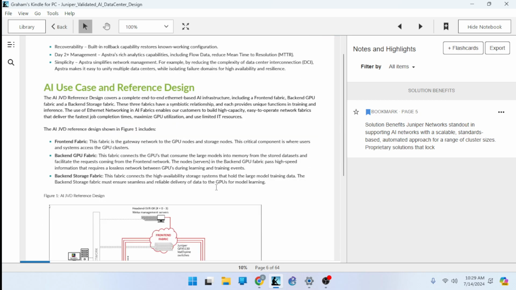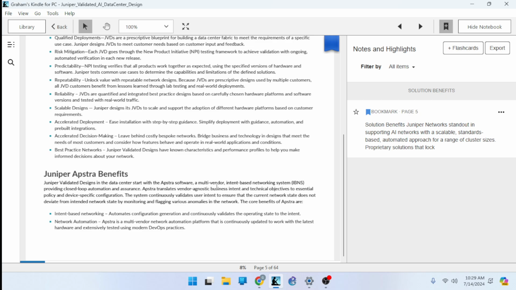Juniper Apstra benefits. Juniper validated designs in the data center start with the Apstra software, a multi-vendor intent-based networking system, IBNS. I don't know what the D stands for. Intent-based networking system. So, okay, that's what IBNS stands for. Providing closed-loop automation and assurance.